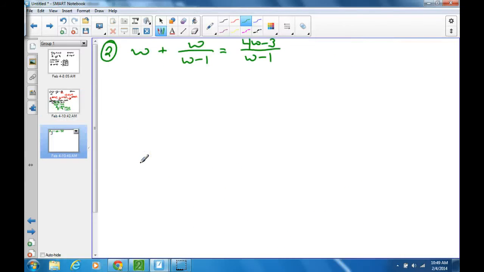Okay, so on this one, once again, we need to find a common denominator, but before I even go on, I'm just going to put W over 1, because our 1 is our denominator in this case. So it's already factored for us. You can't simplify it any more than that. So what would our common denominator be in this case? W minus 1. So I want to multiply each of these by W minus 1.